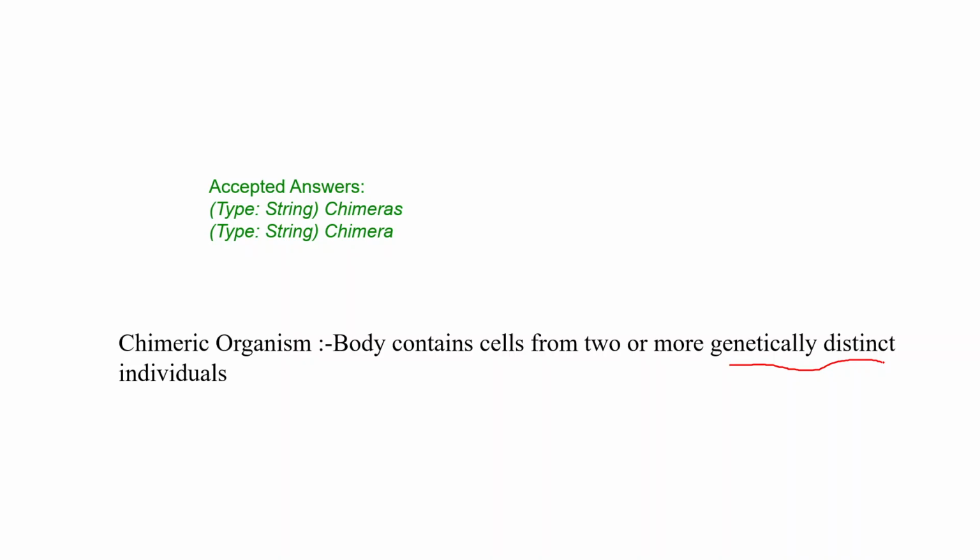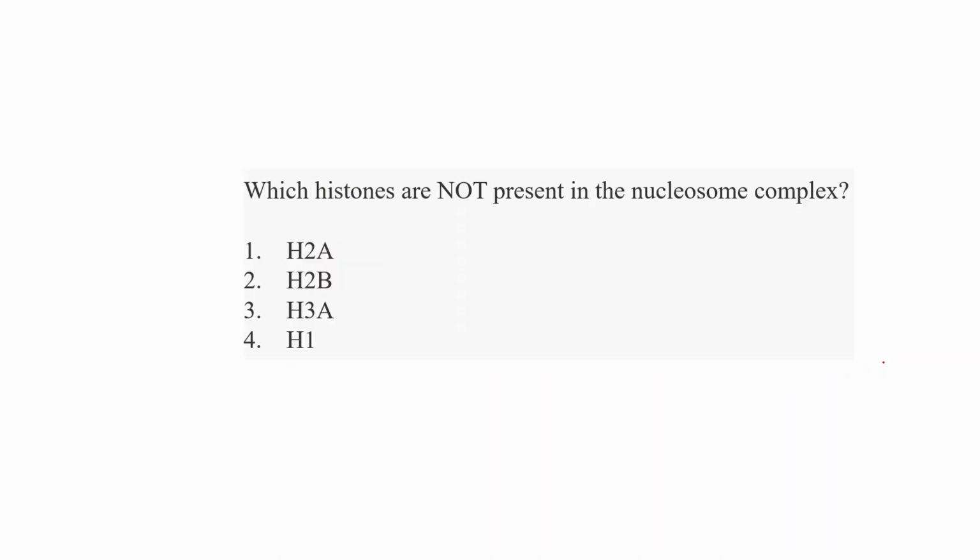So I hope this is clear. Two zygotes, involvement of two zygotes, that means chimera. One zygote but two or more genotypes, that is mosaic. Okay. Now the next question is, which histones are not present in the nucleosome complex?